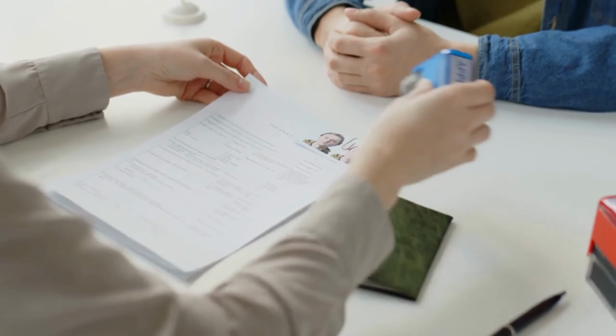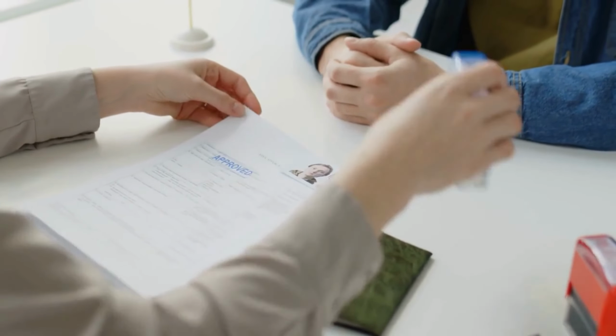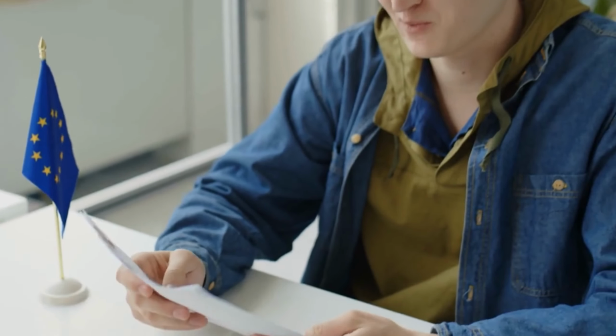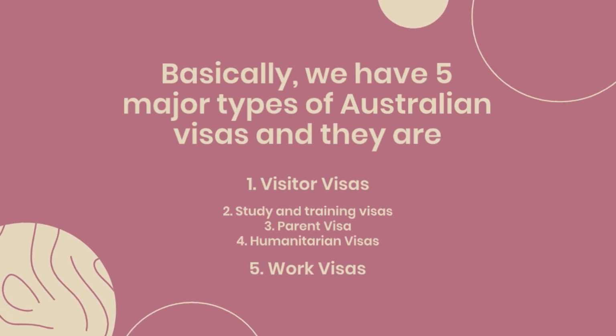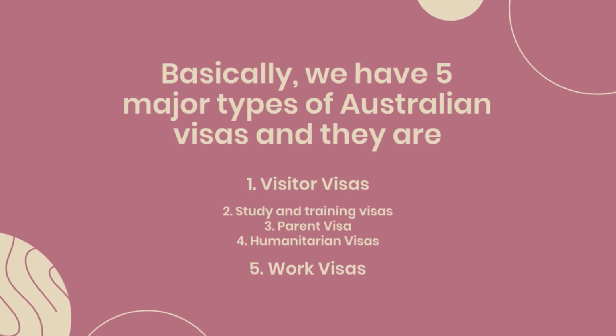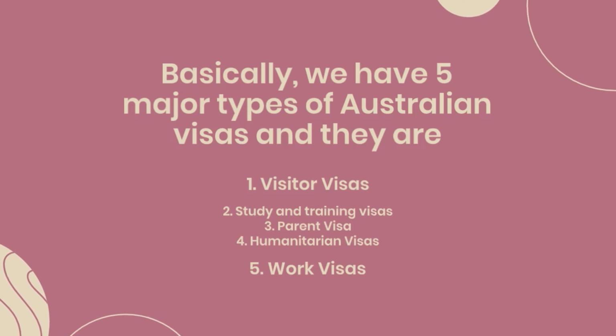This video contains information about the Australian Visa Application Guide, types of visas to Australia, fees and requirements to get into Australia via Afrokonnect. Basically, we have 5 major types of Australian visas, and they are visitor visas, study and training visas, parent visa, humanitarian visas, and work visas.